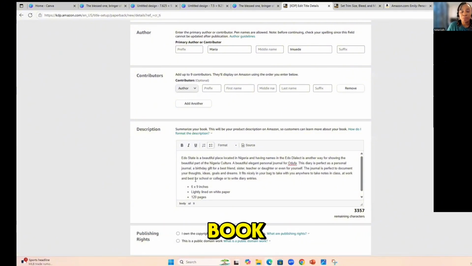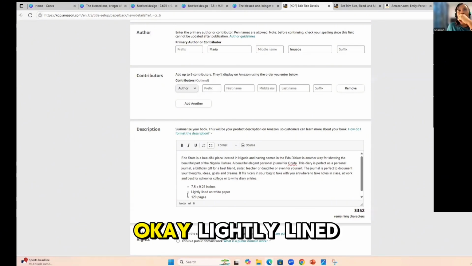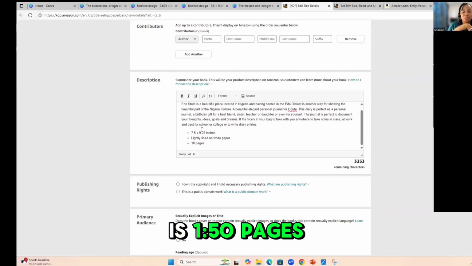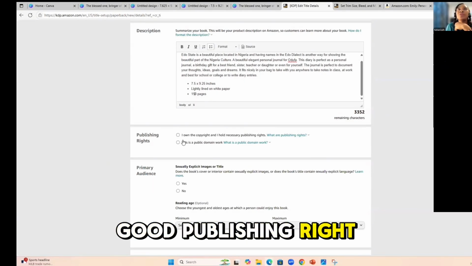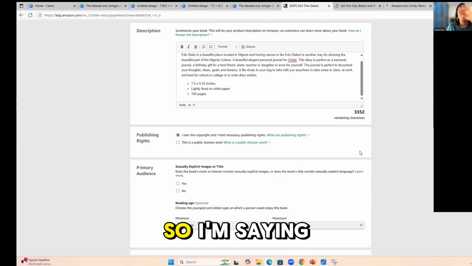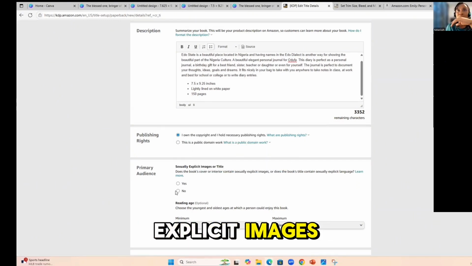Now, what's the size of our book? Let's not forget 7.5 times 9.25 inches. Lightly lined on white paper, and then it is 150 pages. So we are good. Publishing rights. I own the copyright and I own necessary publishing rights. This is not a public domain work. I own the rights because I created it. So I'm saying yes. Now, sexually explicit images, no.